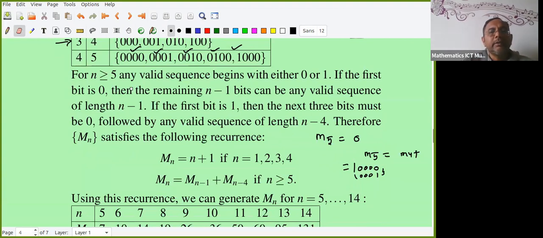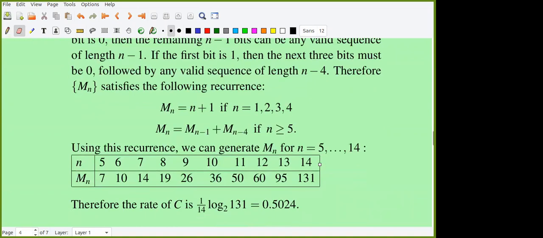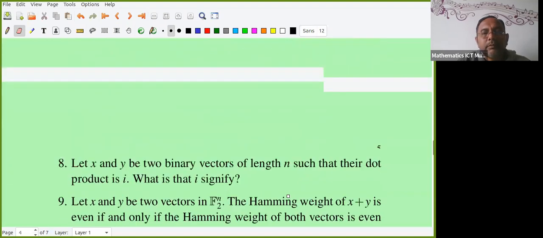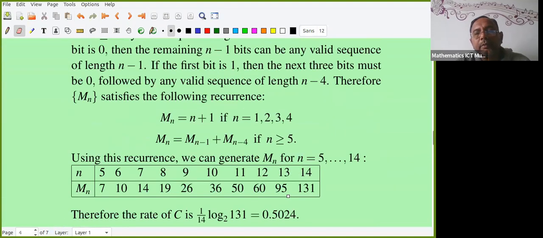Is it clear? Any doubts? Rutuja, are you clear? Yes, sir. Okay. Now, once I have these formulas, now it is a recurrence relation, right? You turn to discrete mathematics maybe. So for 5, what is the answer? M5 will be for n greater than or equal to 5, that is M4 plus M1. Right? That is 7. Like that I computed. So 14, I'll get to 131. So the answer is this final answer. Before that, do you have any questions?